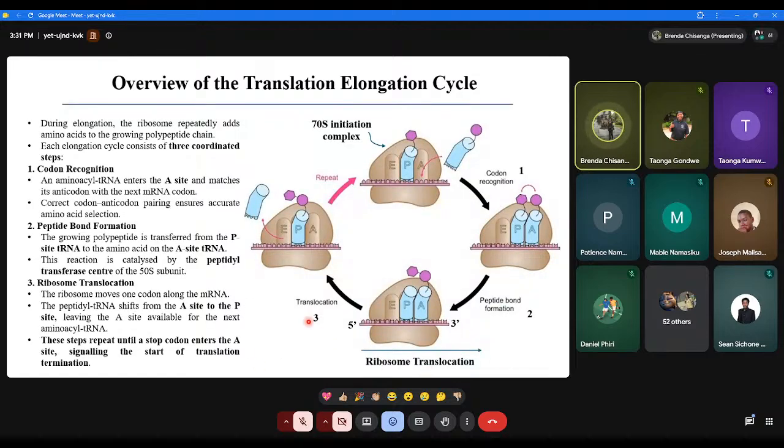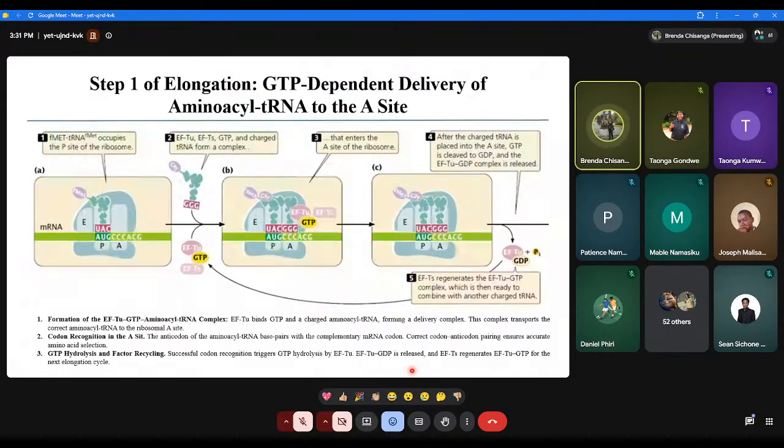So now, this is just an overview of elongation. I'm not too sure whether I should use this slide to explain, or maybe I should go to the next one. Let me use this one. So the first step in elongation is that the A site is going to have a codon, and this codon has to be translated.